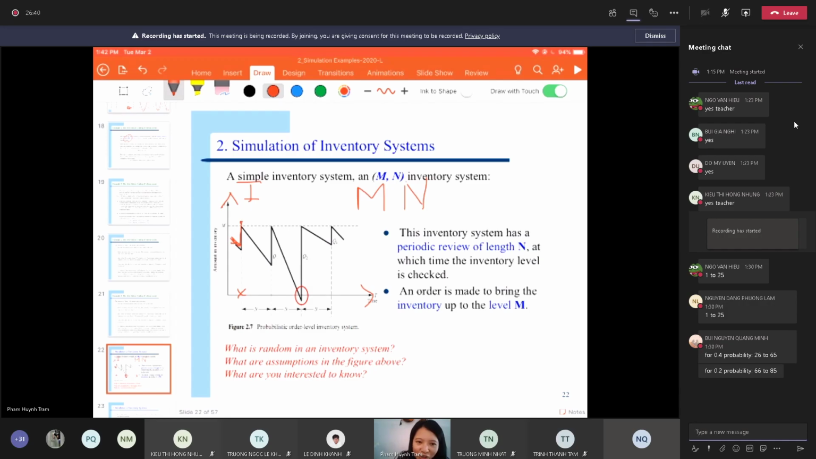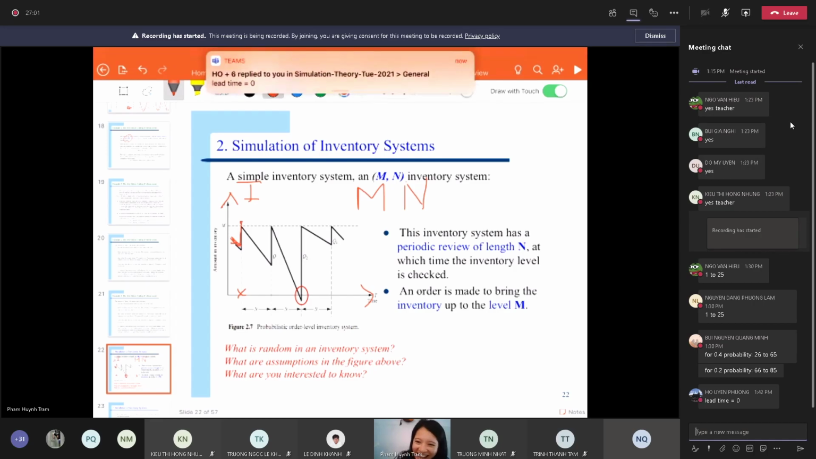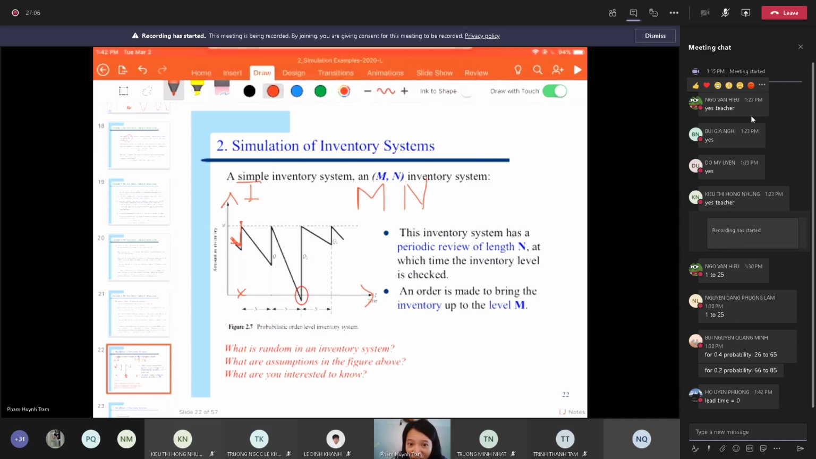Do you see any assumption here? When we place an order and the inventory immediately increases to M, what is the assumption here? Usually, when we place an order, will we receive the stock immediately or not? Yes, excellent. Here we assume the lead time is 0. When we place an order, we immediately receive it, so our inventory level immediately increases to M.